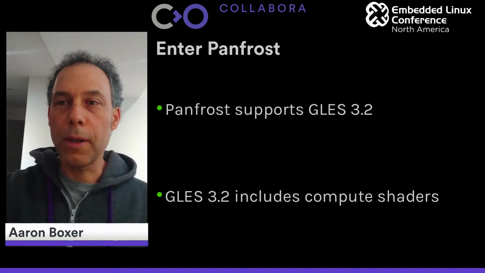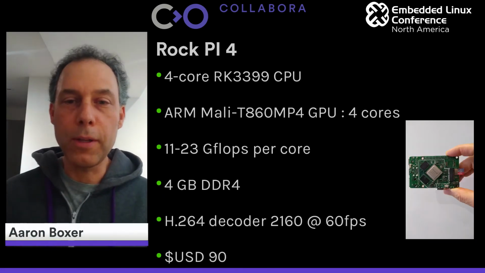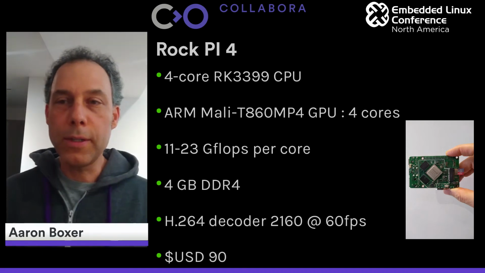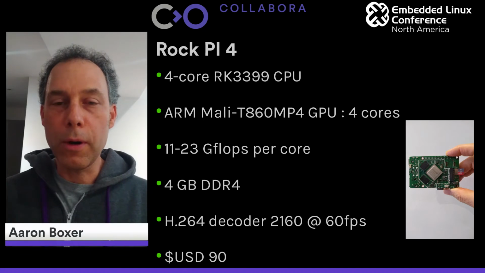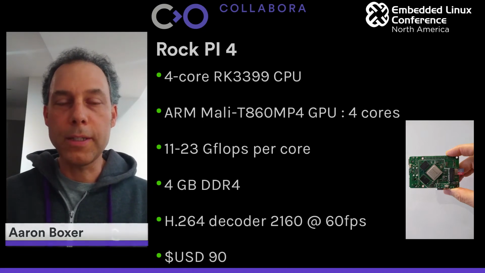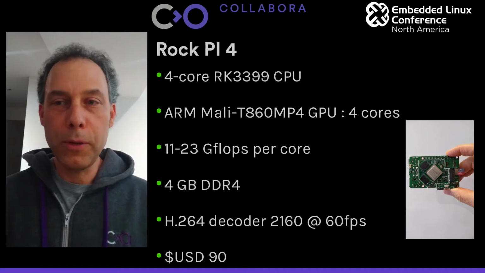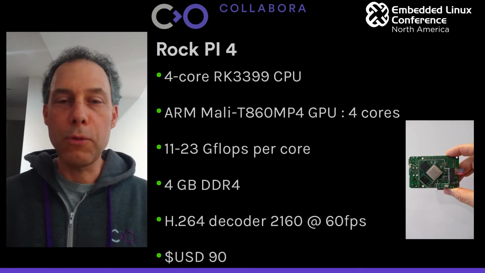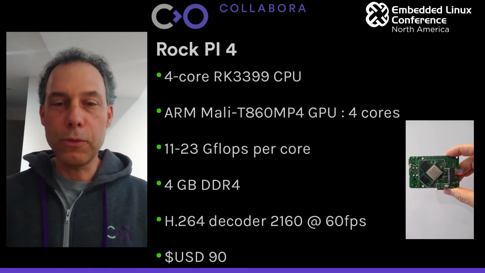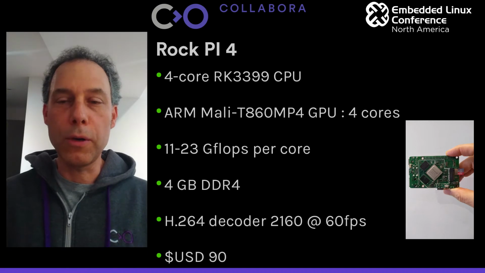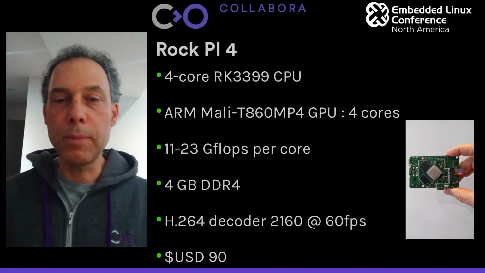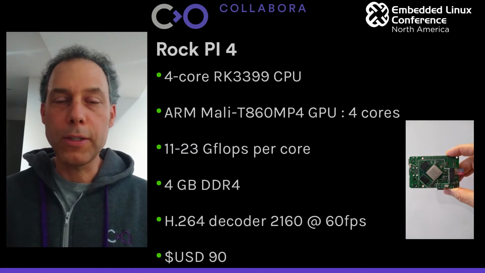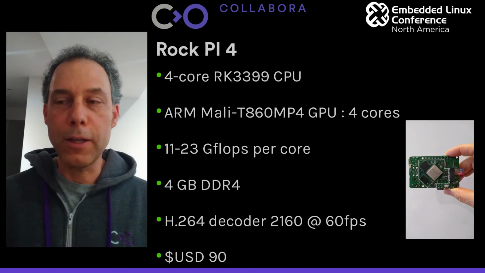This is very important. Now let's look at the hardware that we would use to run the system. We quickly settled on the RockPi 4, which is a system on a chip with a 4-core CPU. It has an ARM Mali 4-core GPU, and it has 4 gigs of memory and a video decoder. It has a lot of other features, but these are the ones that are most relevant for doing object detection on video, and it's only around $90 US. So it's a very nice system and very economical.